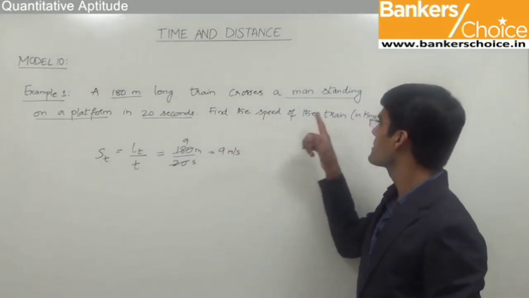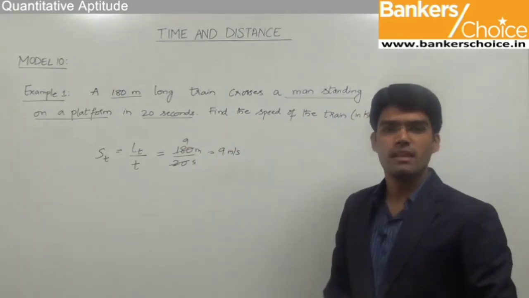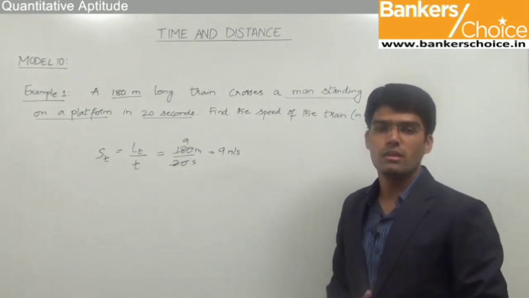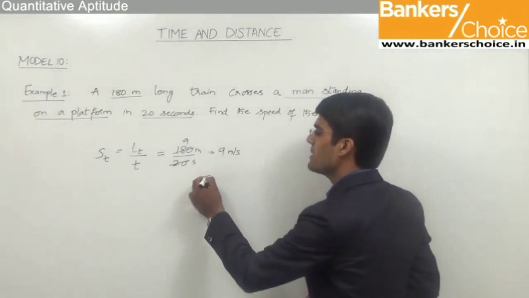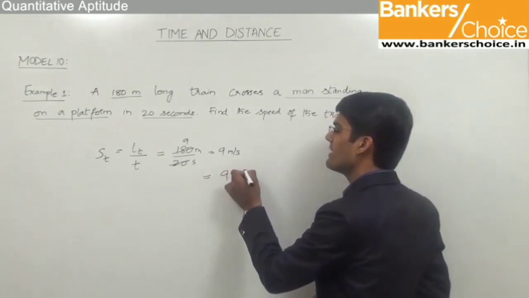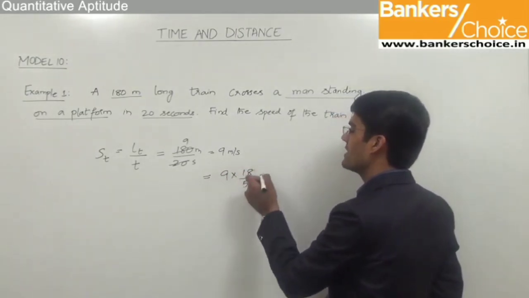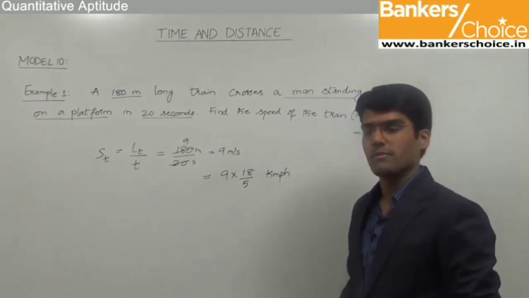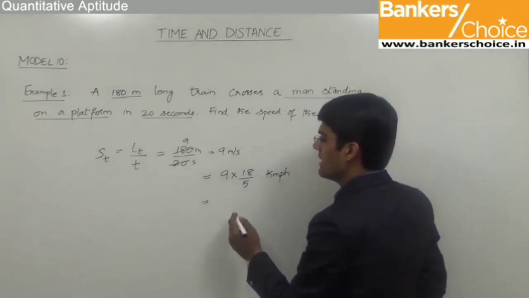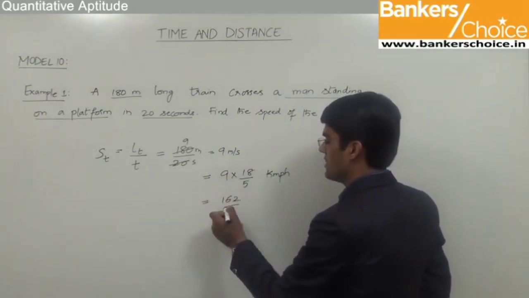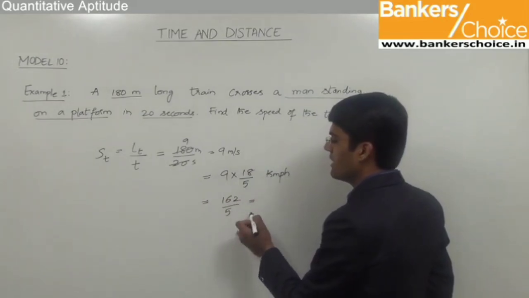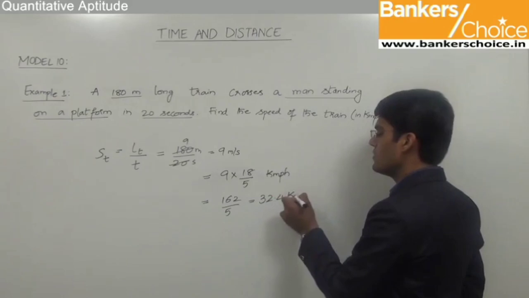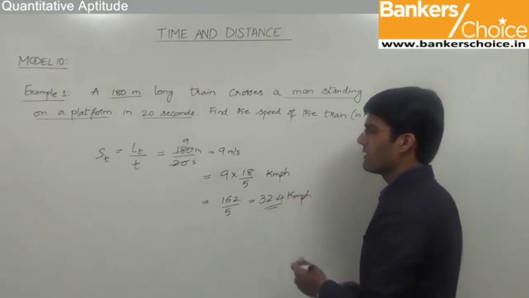But as given in the question, the speed of the train has to be calculated in kilometers per hour. So we are supposed to convert the speed in meters per second to kilometers per hour. We know that the speed can be converted to kilometers per hour by multiplying with 18 by 5. So here the answer will be 9 into 18 by 5 kilometers per hour. 9 into 18 is 162 divided by 5, which equals 32.4. So the answer here is 32.4 kilometers per hour.